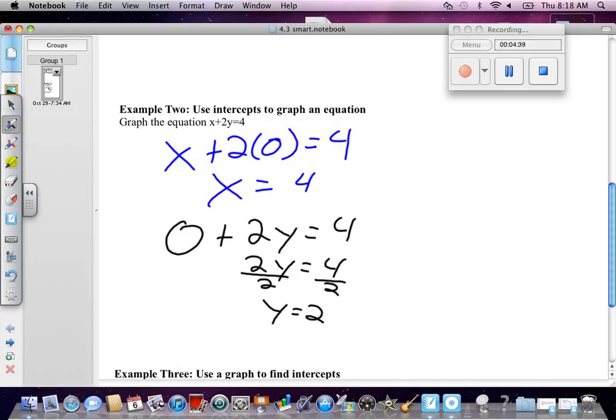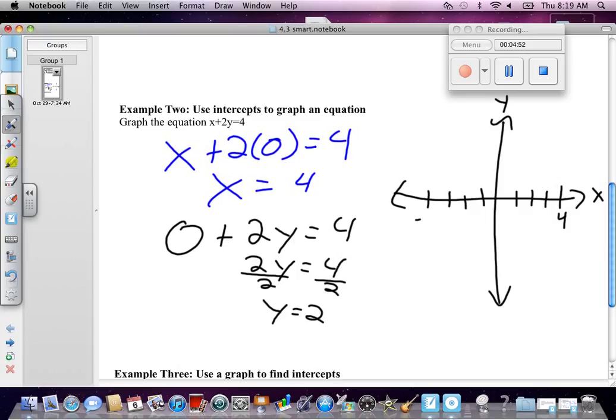So now I'm going to make a graph. Here's my y-axis, and I'm going to make sure I label it. Here's my x-axis. I'm going to go 1, 2, 3, 4. 1, 2, 3, negative 4. Okay? Now I'm going to graph the points: make a dot at x is 4, y is 0. And then I'm going to make a dot at y is 2, x is 0. And then I'm just going to connect them. And I've made my graph.